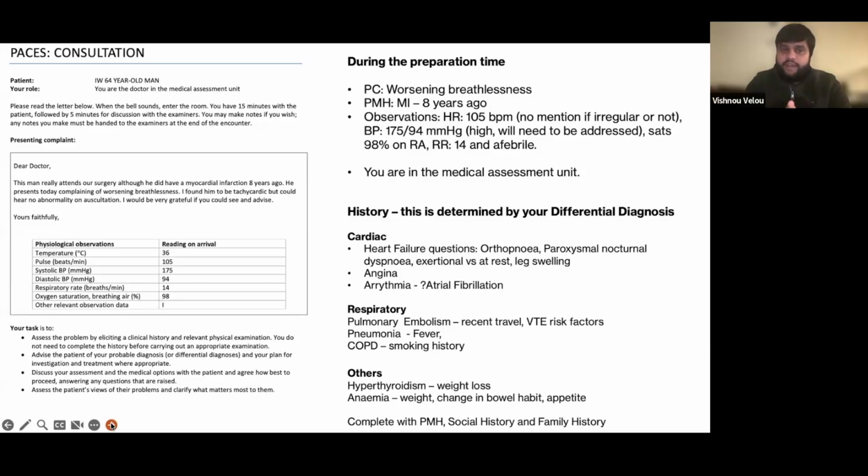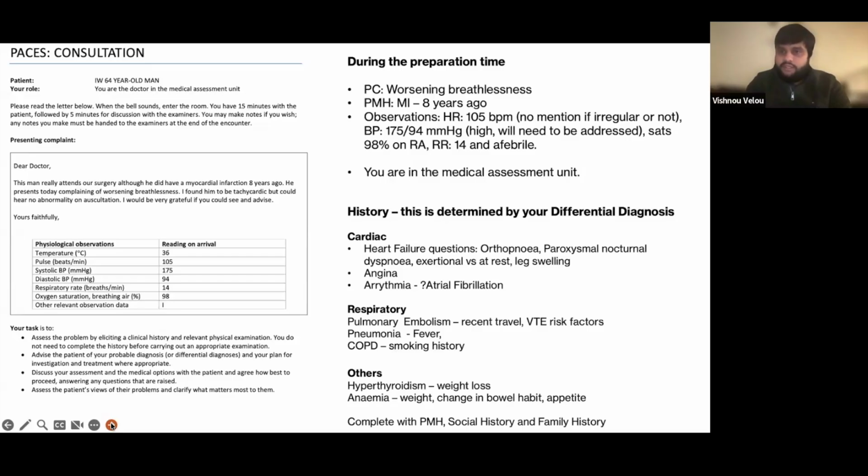So the story here is this: "Dear doctor..." Man, it's actually rare, so it just tells you that even the real PACE examples have typos. "Attends our surgery, although he had an MI 8 years ago." So history of myocardial infarction, and his presented complaint is worsening breathlessness. "I found him to be tachycardic, but could hear no abnormality on auscultation."